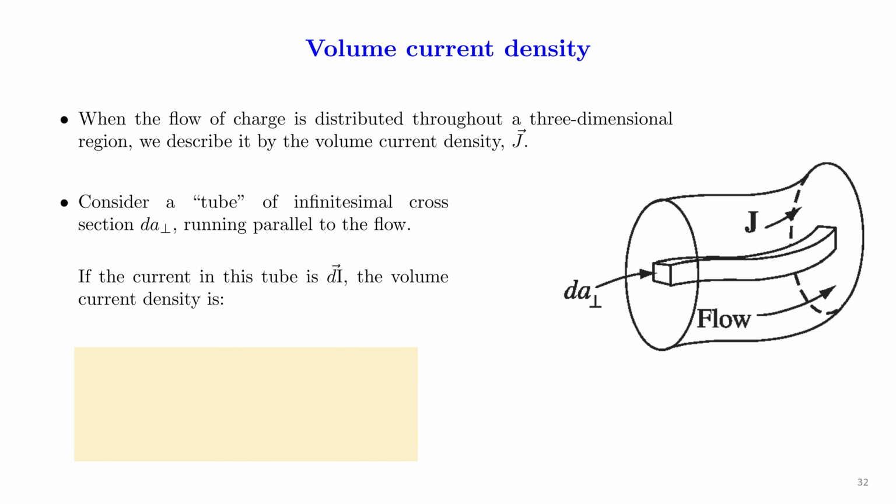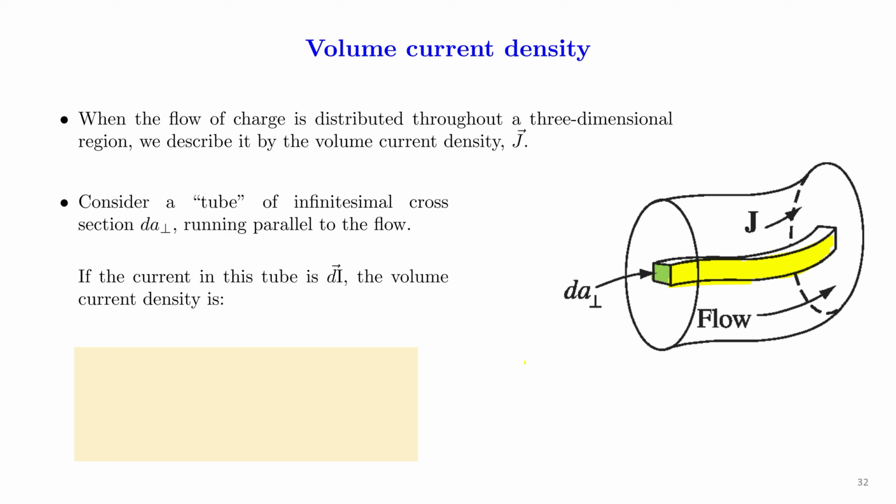The third current configuration is volume current. To define the volume current, we will consider the flow of charge as distributed throughout a three-dimensional region. So what you see in this figure is a pipe through which some charges are flowing. To understand the volume current density, we will consider a tube lying inside the volume parallel to the direction of the flow. We will also consider a very small cross section dA perpendicular, which is perpendicular to the direction of flow.